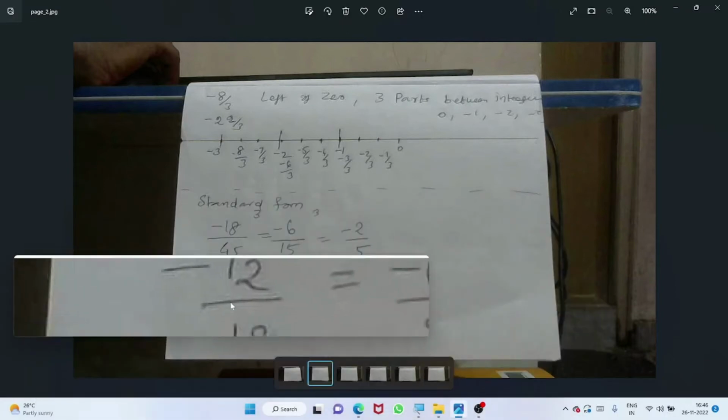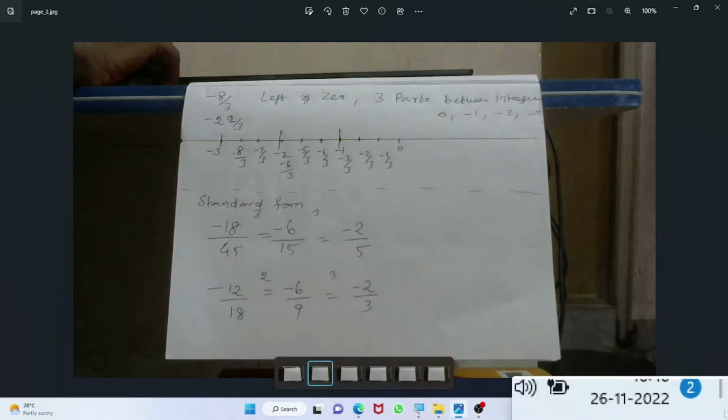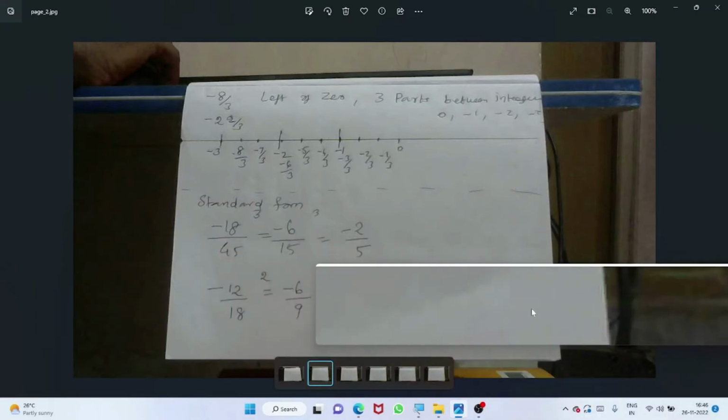Okay. Same, minus 12 by 18. First I am dividing by 2, then I am dividing by 3. So you can do it.